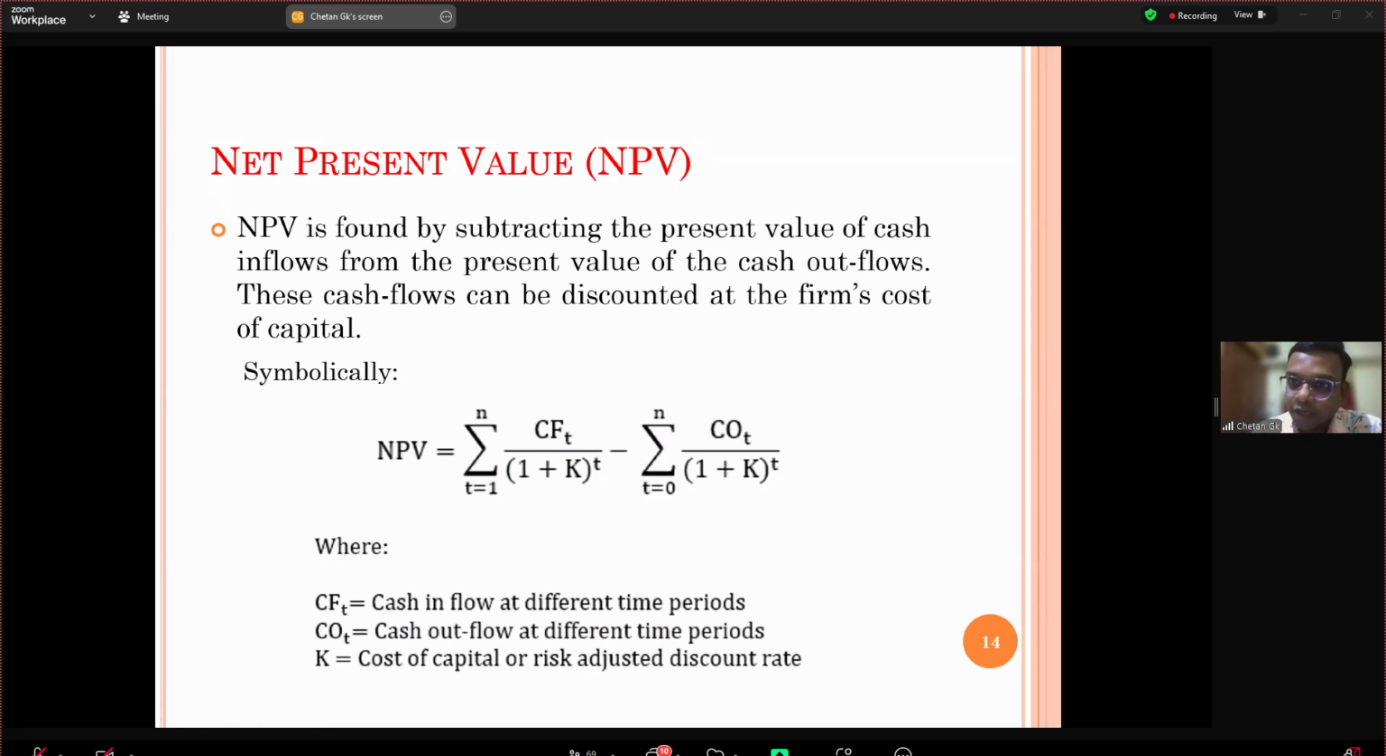And what can be CF here, what are the cash flows? The cash inflows can be the working capital which you will be investing at T equal to 0. That is also going to get released at the last year.